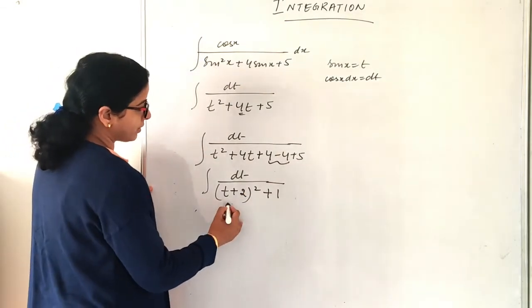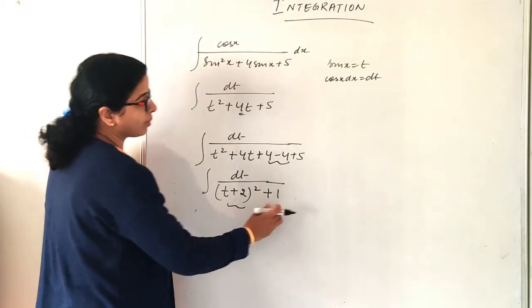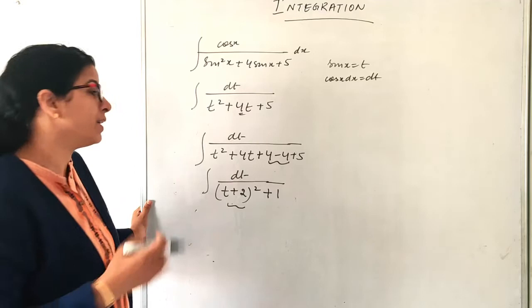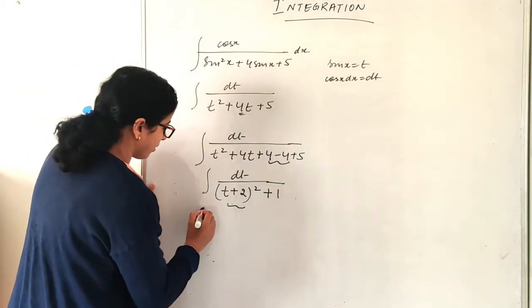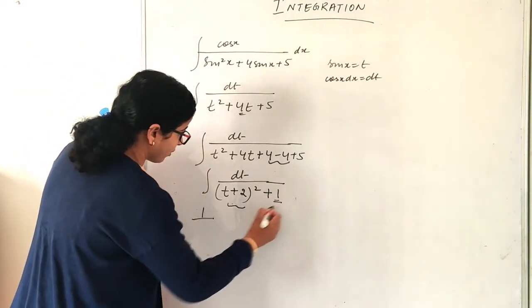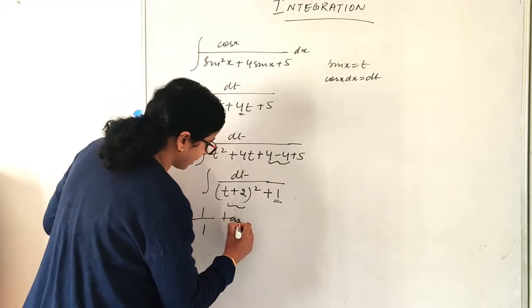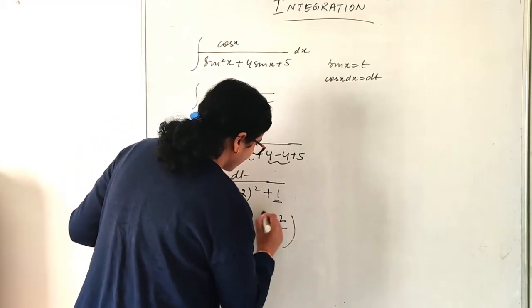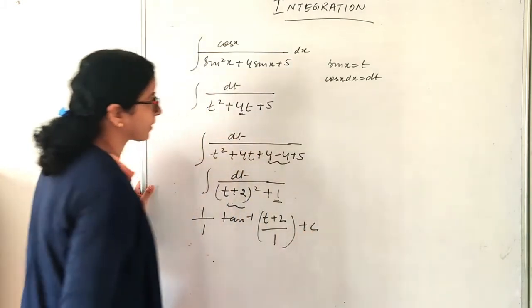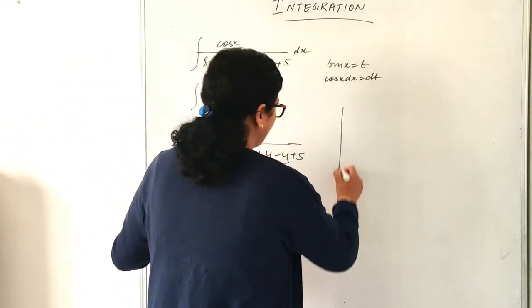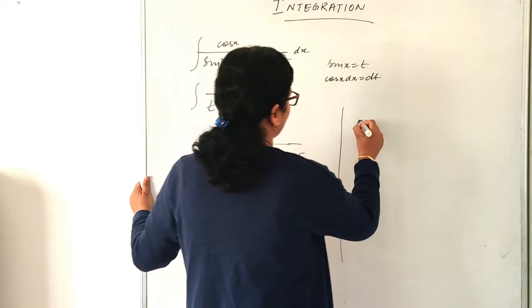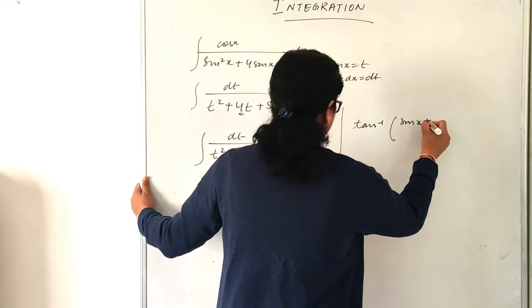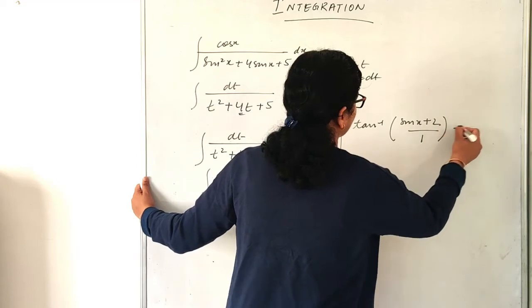And now this is a kind of x square plus a square. What is the formula? 1 upon a tan inverse x by a. So you can directly substitute here. 1 upon the value of a, which is 1, tan inverse t plus 2 upon 1 plus c. Is that clear? So now you can further write it as tan inverse. What is the value of t here? sin x plus 2 upon 1 plus c.